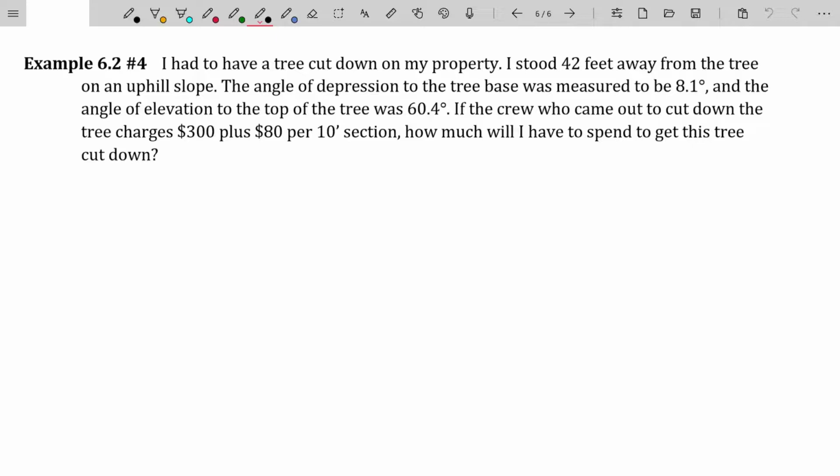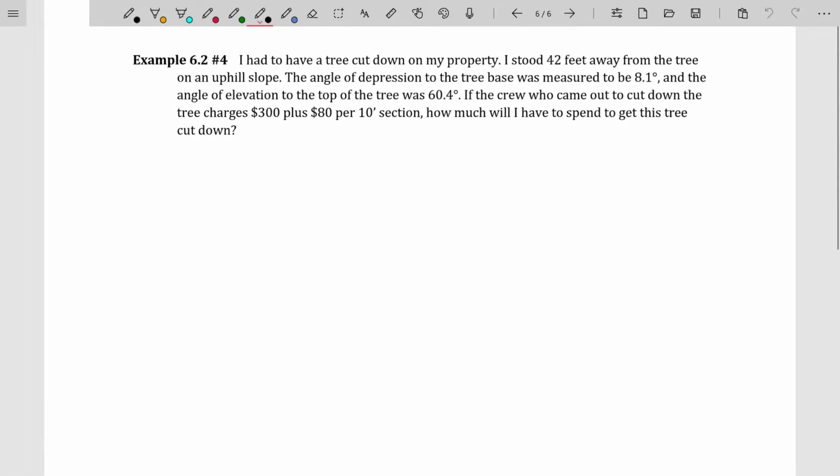If the crew who came out to cut down the tree charges $300 plus $80 per 10-foot section, how much will I have to spend to get this tree cut down? So let's draw a picture of this situation.